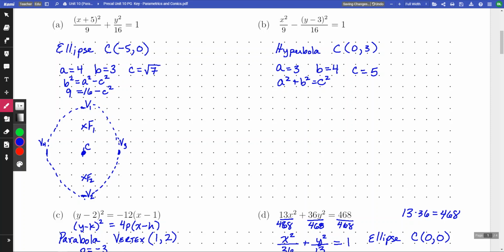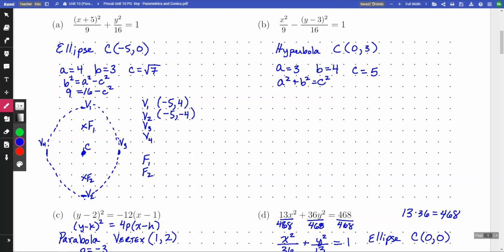Now I'm just going to go ahead and write out my values. So I've got vertex 1, vertex 2, vertex 3, and vertex 4. And I already referred to my center, and I also have focus 1, and focus 2. So for vertex 1, the x-coordinate is -5, and the y-coordinate is 4 above my y-coordinate, so that would be -5, 4, while vertex 2 would be -5, -4.